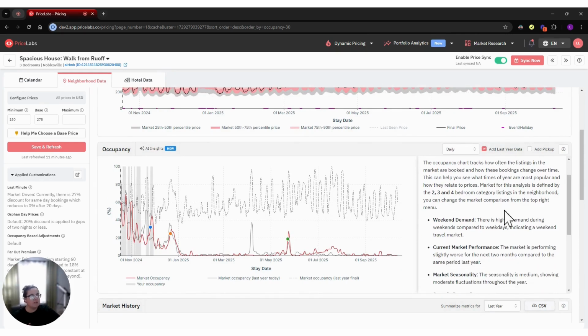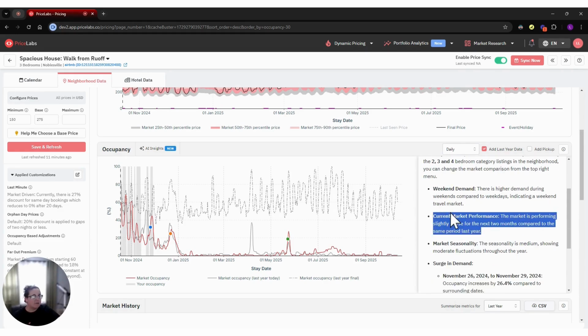What this will show you is, hey, weekend demand is a little bit higher for me throughout the year. So it's a weekend travel market. That means I should probably price accordingly and make sure I have my weekends in check.